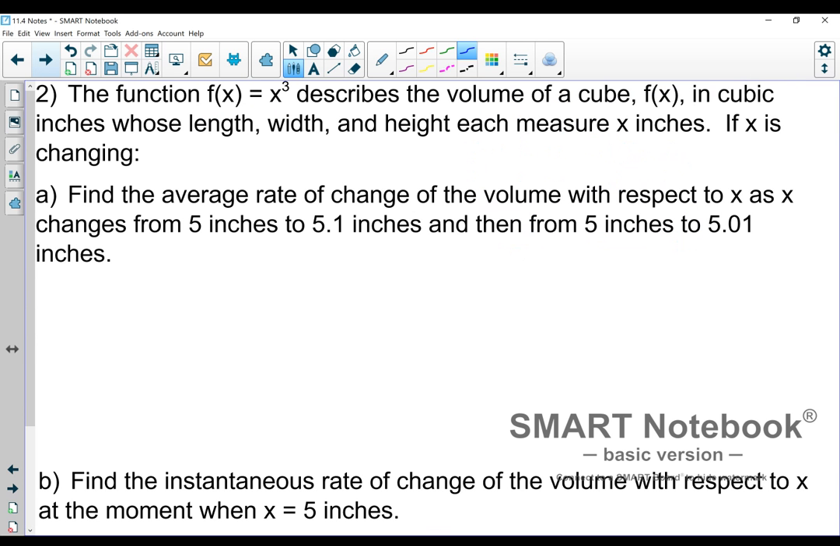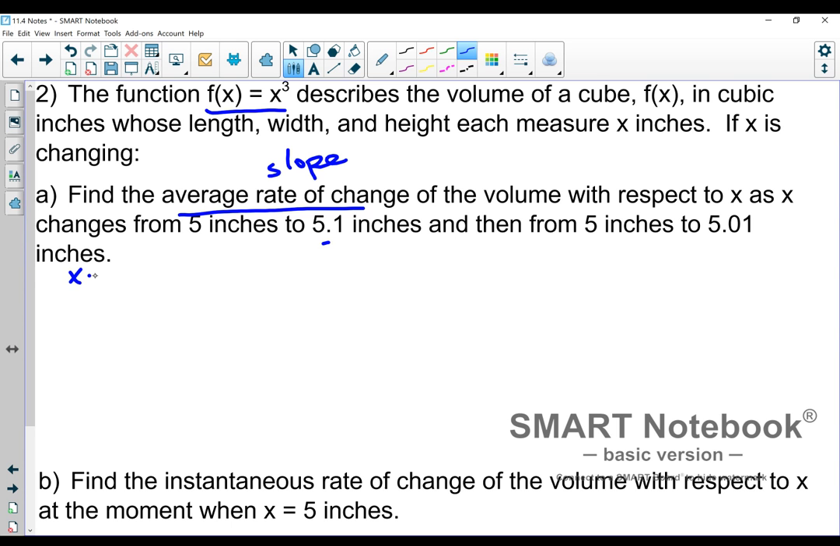So here is problem 2. And I really think this is kind of a cool math problem. So I have a function, f of x equals x cubed. And first I want to find my average rate of change. So average rate of change is just slope when x changes from 5 to 5.1.